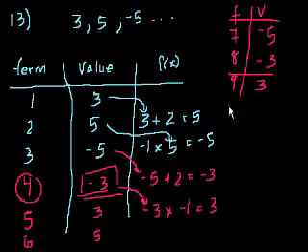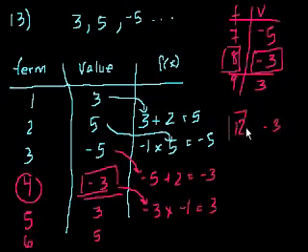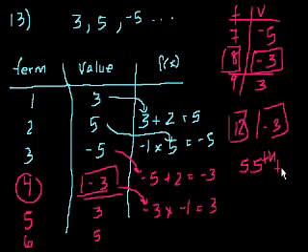What's the next multiple of 4? 8. At 8, our value is -3. And if we did 12, we'd also get -3, right? If you don't believe me, you should try it out. So at any multiple of 4, we know our value is -3. So what I do is, they want to know the 55th term.